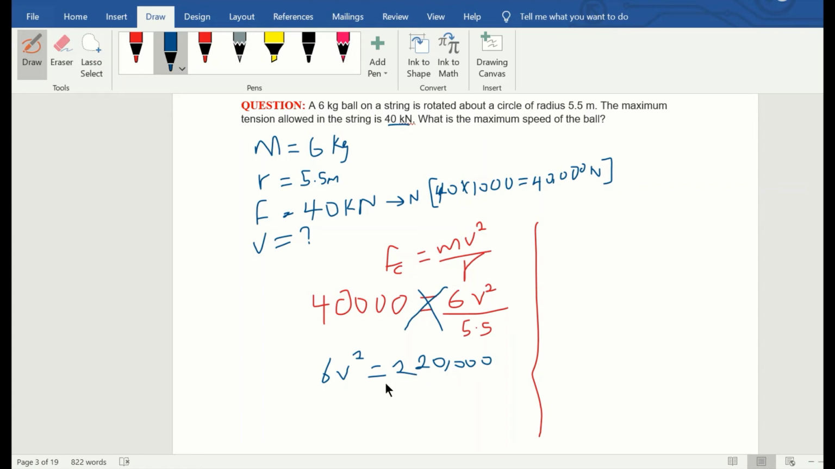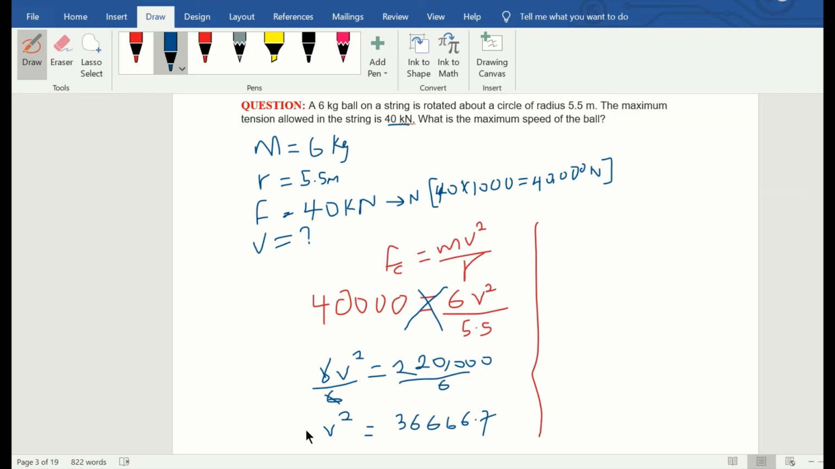What next? We divide both sides by 6. So I divide by 6, and 6 cancels 6. So I'm left with v squared equal to 220,000 divided by 6, which gives us 3666.7.